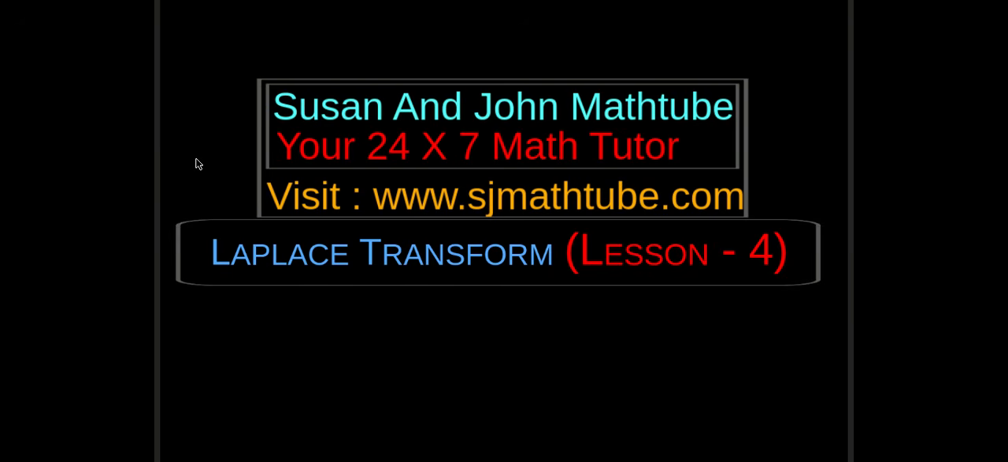So we are still on Laplace transform, lesson number 4. And our aim today is to learn how to find the Laplace transform of a little bit complicated hyperbolic functions. And for that, we have to learn a rule that is called Osborne's rule, which will help us convert every trigonometric formula or identity into the hyperbolic equivalent.